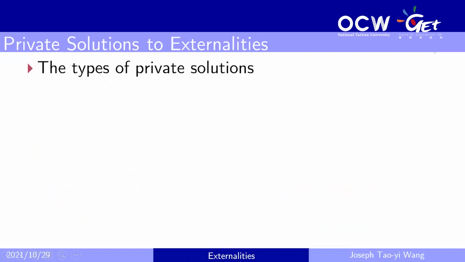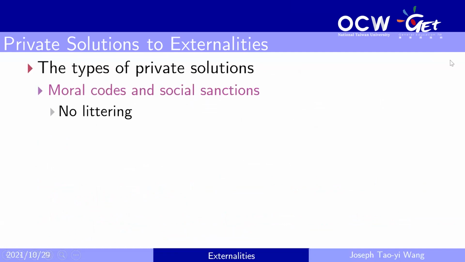Okay, so up to here we thought about public policies to solve externalities. We saw regulation, we saw corrective taxes, and then we saw tradable pollution permits. Now we're going to what we call private solutions to externality. For example, moral code and social sanction. Like NTU students should not litter. Or if you want to see social sanctions, you should look at the NTU Student Club on Facebook.